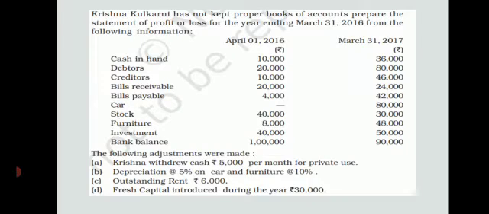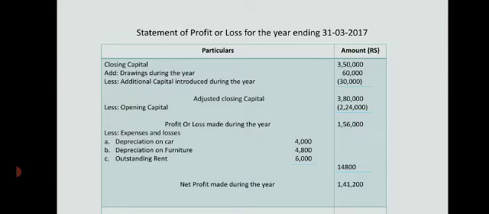So come to adjustment number D. Fresh capital introduced during the year is 30,000, that also is clearly mentioned here. So fresh capital is nothing but additional capital introduced by the proprietor, 30,000. So closing capital 3,50,000, add drawings during the year 60,000, less additional capital introduced during the year is 30,000.